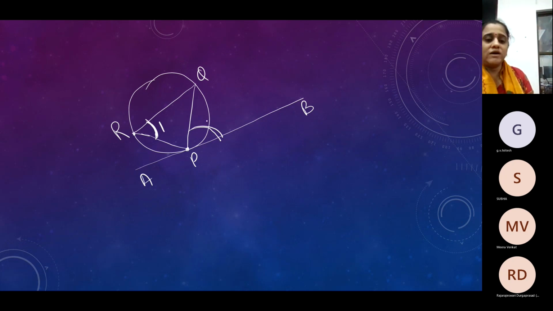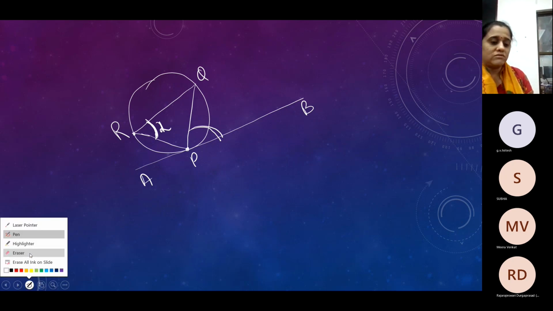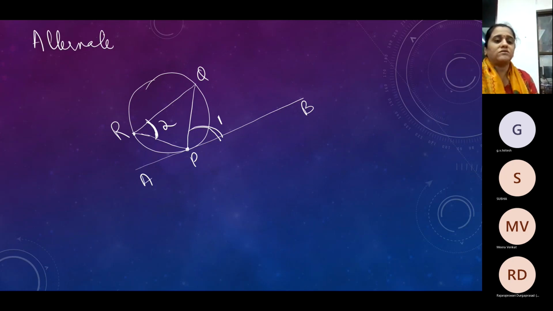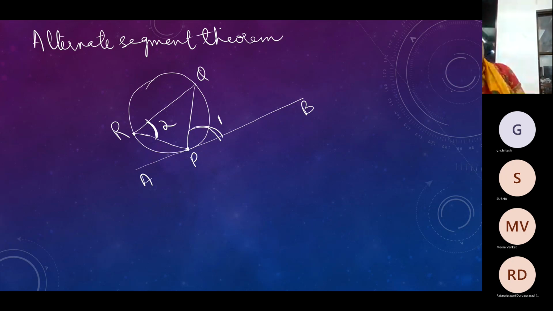So you can just write this result. I'll write angle 1, and I'll mark this as angle 2. You must remember what I told you. Angle 1 is equal to angle 2. Write down: alternate segment theorem. Angle 1 is equal to angle 2. That's all I'm writing.